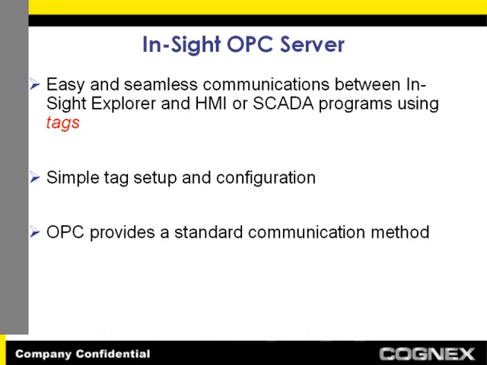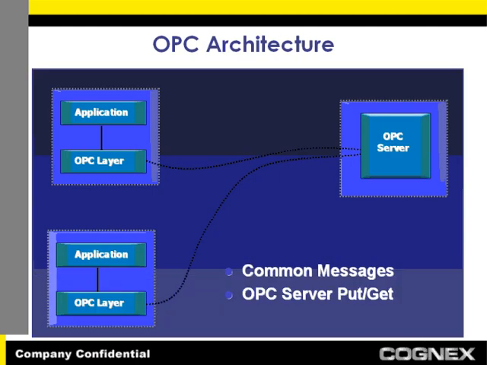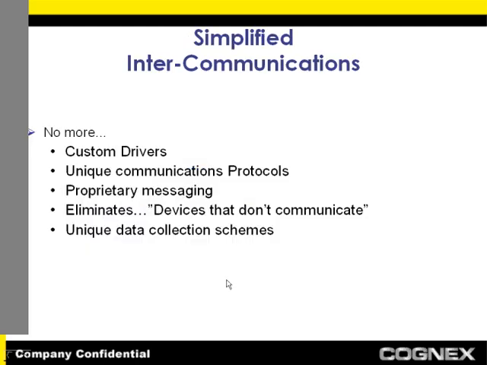The way we do this, I mentioned some tags, and I'm going to show you how we do that. It's very simple. This is basically what OPC is. You have an OPC server that's running, and one application, which might be InSight, is connected to the OPC server and sharing data with the server. Then any other application that connects with the OPC server also has access to that data. Depending on how different pieces of data are configured, one application can read the data of another application or write to the data of another application. It's simplified. There are no custom drivers, no communications protocols. It's a very simple scheme.